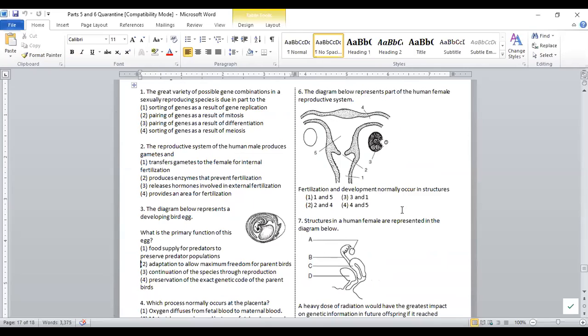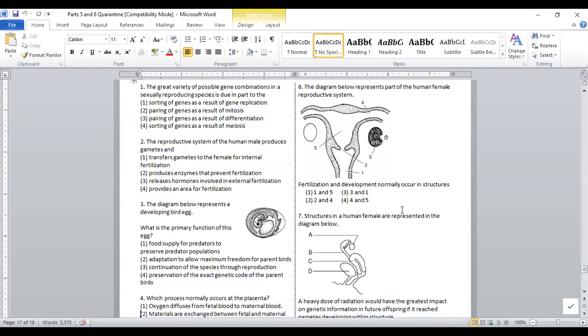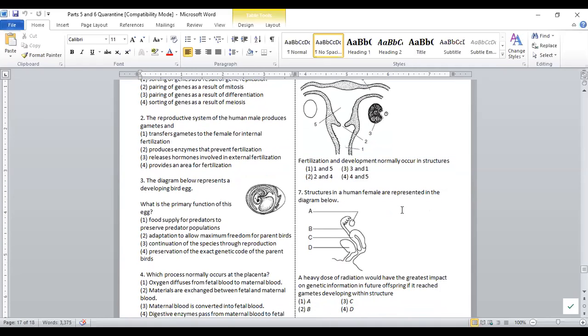Okay. All right, so number 1, the great variety of possible gene combinations in sexually reproducing species is due in part to the sorting of genes as a result of meiosis. That's the recombination or the crossing over part. 2, the reproductive system of human males produces gametes and transfers gametes to the female for internal fertilization. 3, this is a picture of a developing bird egg. The primary function of the egg is to continue the species through reproduction.